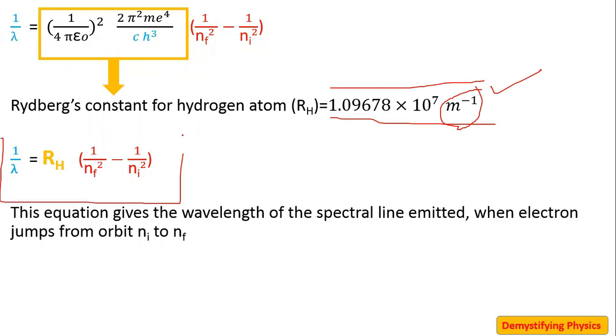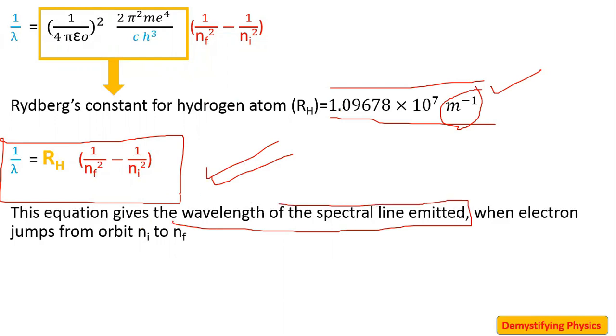So the formula is this. You can directly use this formula. So this is giving what? This is giving the wavelength of the spectral line emitted. Wavelength of the spectral line emitted when electron is jumping from Ni to Nf. Final state, Nf is the final state, Ni is the initial state.